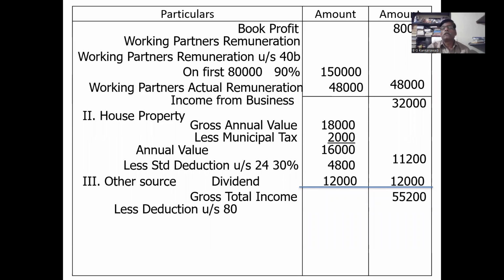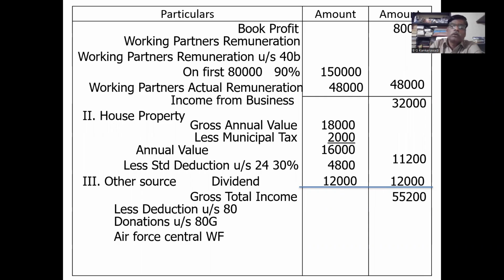Next is less deduction under section 80. First is 80G. Under 80G, first donation is donation to central government Air Force Central Welfare Fund. Okay, this is the first category. 100% qualify, 100% deduction. So amount is 5,000. It is 100% qualify and 100% deductible.